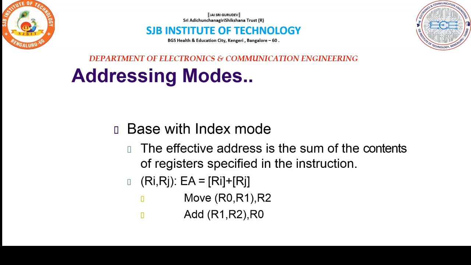For example, move (R0, R1), R2 means we add the content of R0 plus R2 to get a particular memory location. The content should be moved to the register R0. Similarly, we have to add the content of R1 and R2 which is stored in memory. The content of the memory location is added and the sum is going to be shifted to R1.